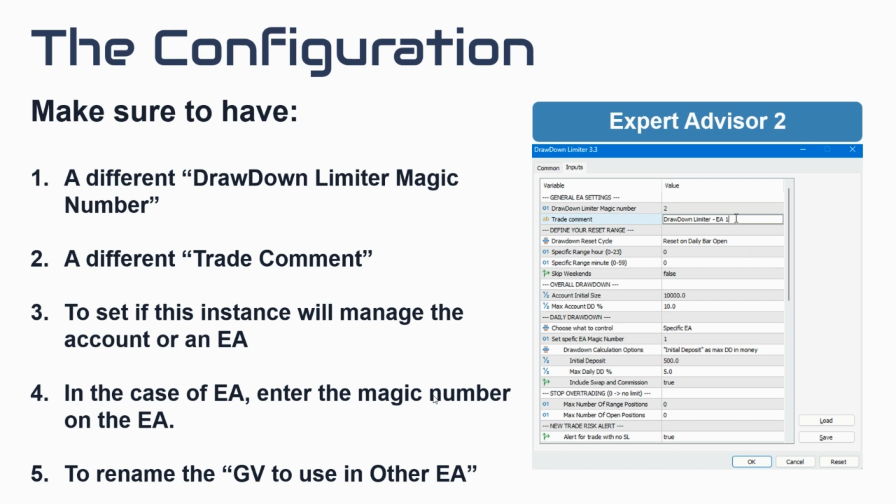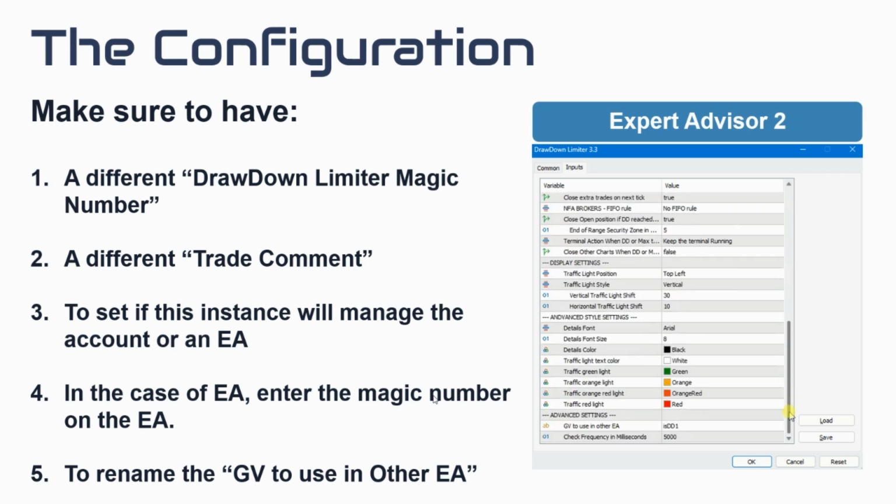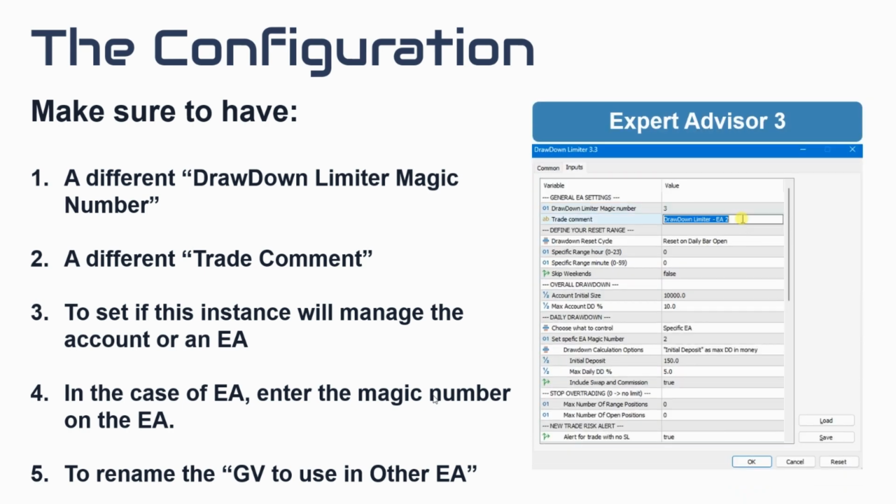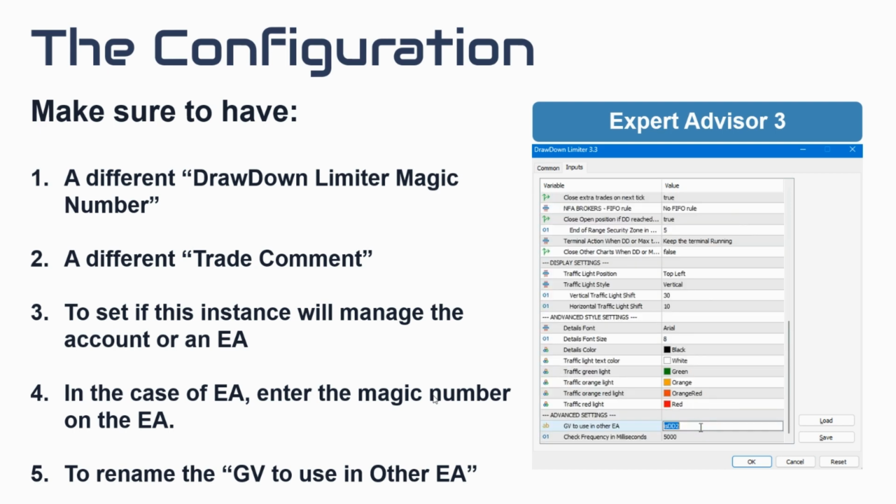For the second expert advisor, I'll do the same. I'm going to change the magic number to 2, the specific EA magic number to 2. I'm going to reduce the deposit to 150, so it's my risk on the second EA, and I'm going to change the global variable to DD2. Same for the third one. I'm changing it to 3. The specific EA magic number I'm also putting as 3. I'm going to keep the 150, and I'm going to change the variable to SDD3.